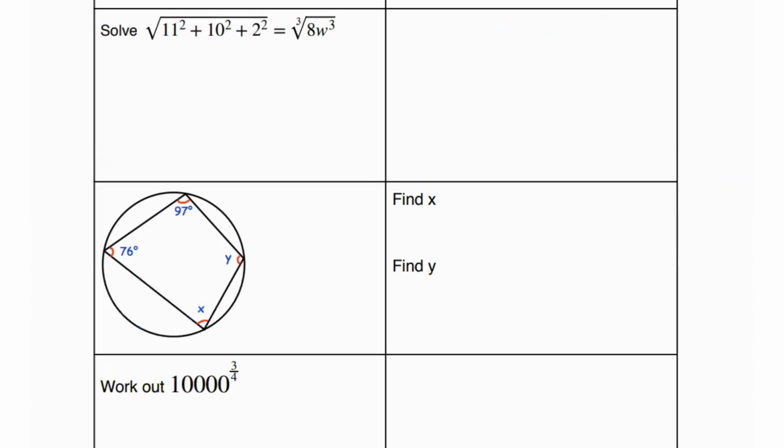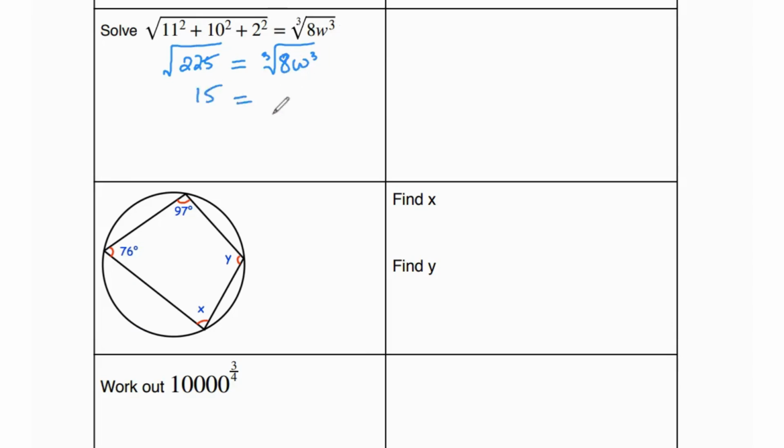Then it says solve the square root of 11 squared plus 10 squared plus 2 squared equals the cube root of 8w cubed. So let's first solve the left-hand side. We do 11 squared plus 10 squared plus 2 squared, which is equal to 225. Now the square root of 225 is equal to the cube root of 8w cubed. When you take the square root of that, that gives us 15.